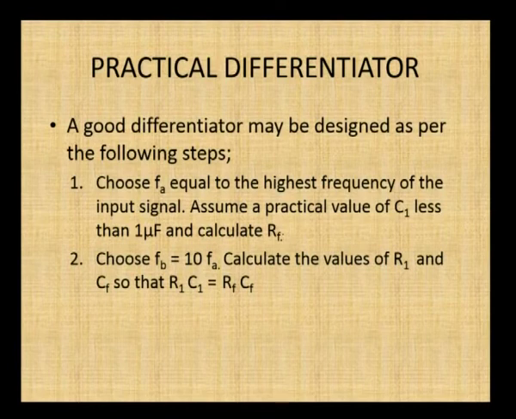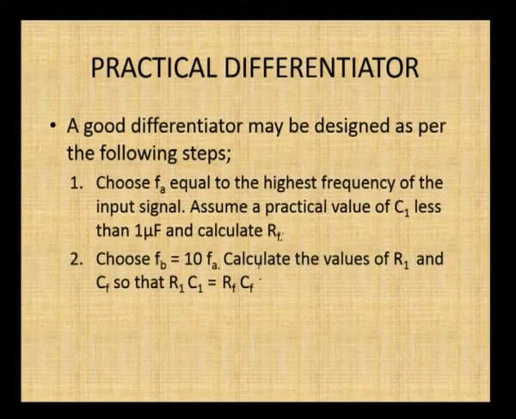C1 is assumed and RF easily can be calculated, and choose Fb is equal to 10 times Fa and calculate the values of R1 and Cf, so that R1 C1 is equal to RF Cf. So, by these two steps you can design a good differentiator and you can reach the desired result.